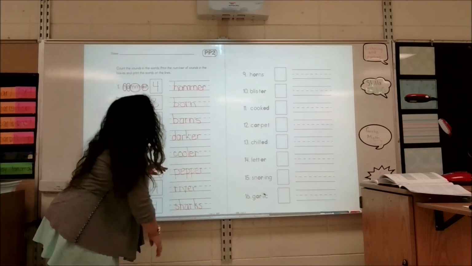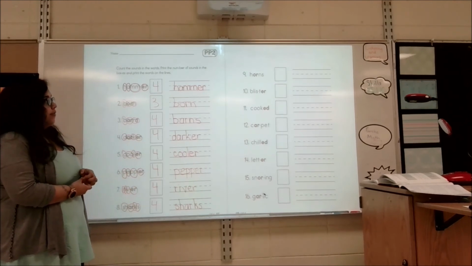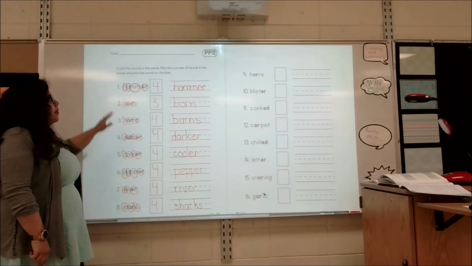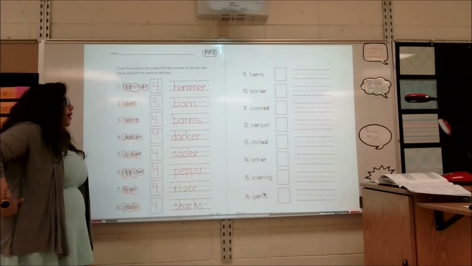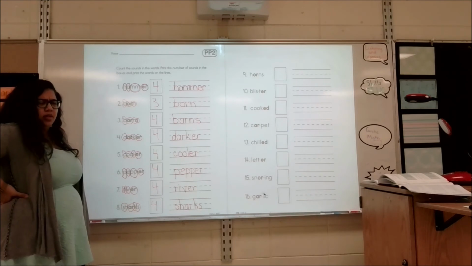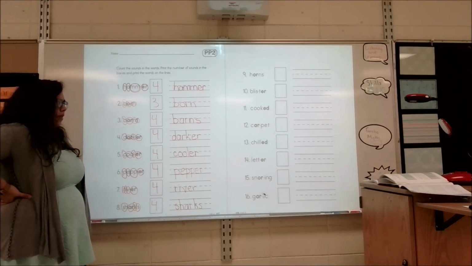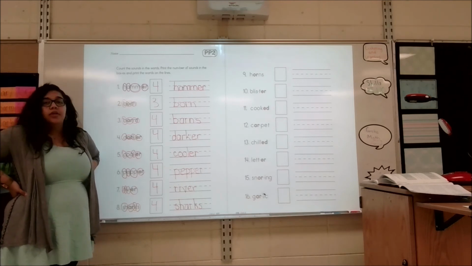S-H-A-R-K-S. Sharks. Good job. Now tell me, what do you notice about all the words on the front side? I'm not saying this applies to all of them, but all the ones we did, all the words on the front side of PP2 have what in common? They were not all two-syllable words. There were a lot of them, but not all of them. What can we say is the same about all of these words?